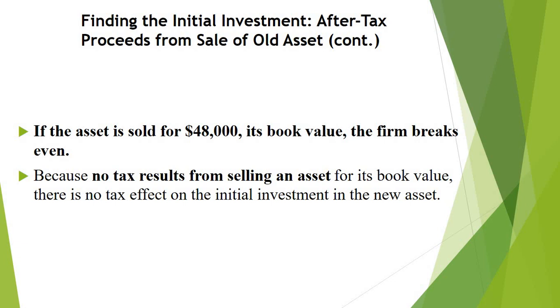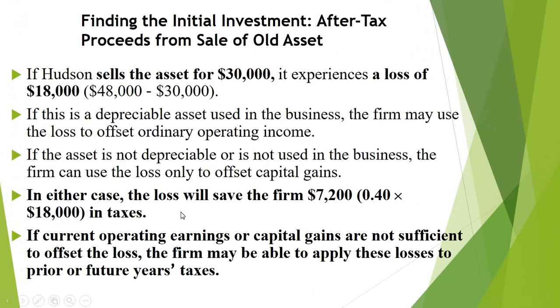Now assume that the selling price of this asset is 48,000, which is equivalent to its book value. In this case, there will not be any tax from selling this asset, as the selling price is exactly equal to the book value. There will not be any gain, so there is no tax effect in this case.